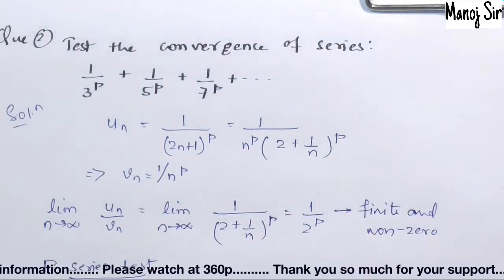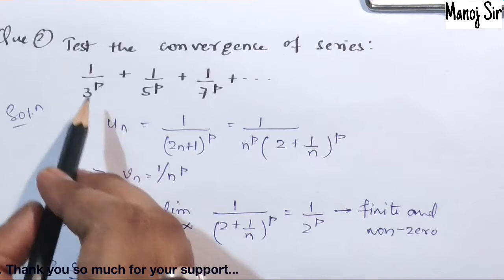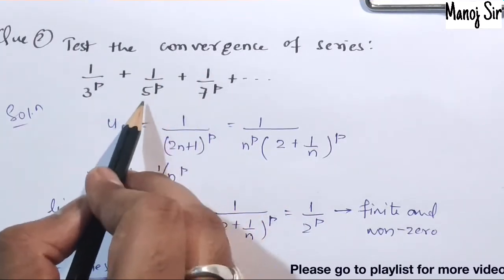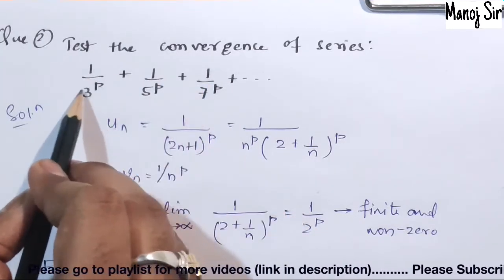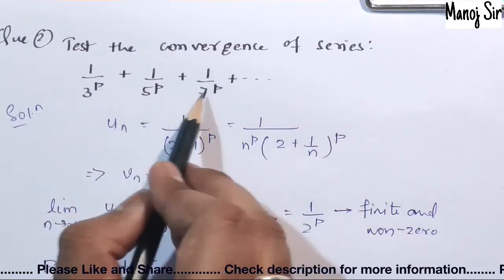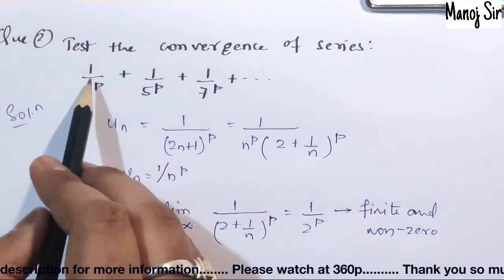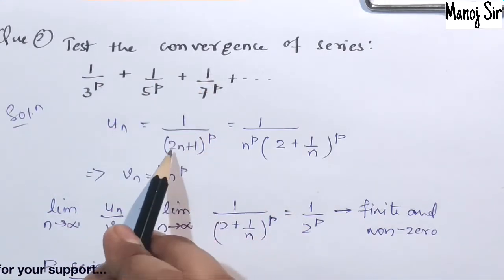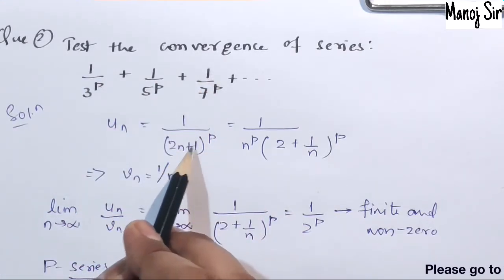To form un we need to see the behavior of the series, that is 1 upon 3 to the power p plus 1 upon 5 to the power p. Simply see these values, 1 upon 3, 1 upon 5, 1 upon 7 and so on. These are all odd numbers, so simply we can write 1 upon 3 plus 1 upon 5 plus 1 upon 7 as 1 upon 2n plus 1.